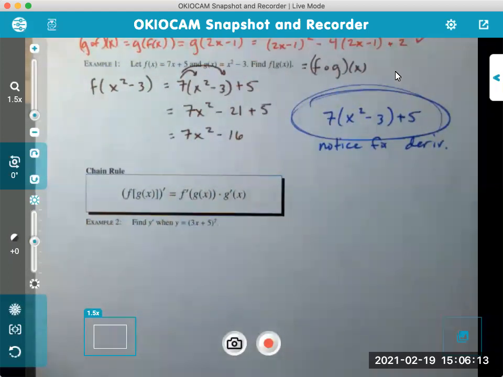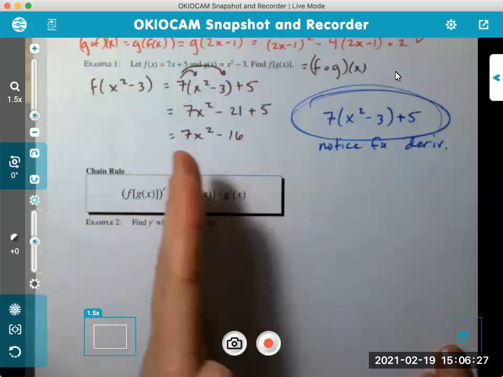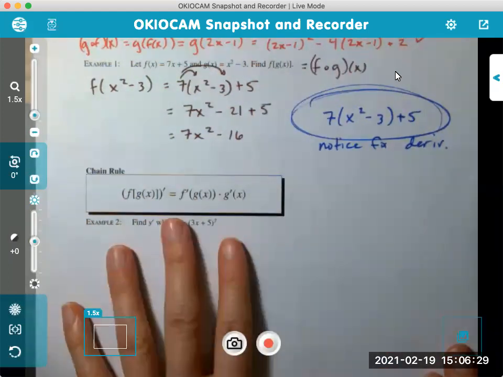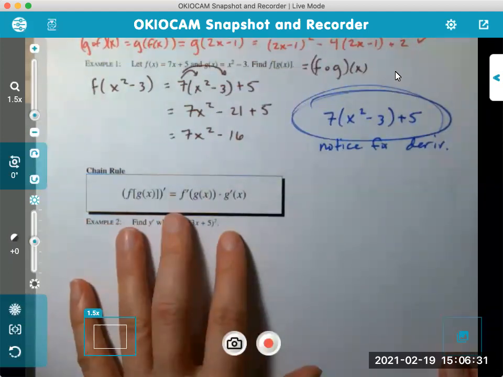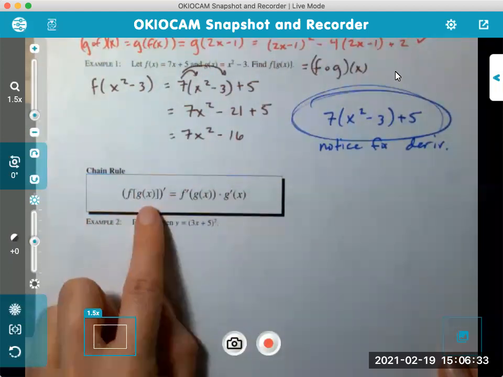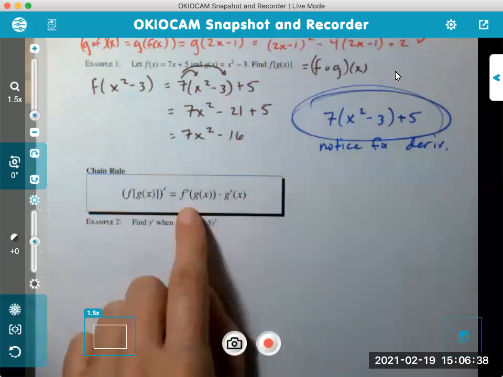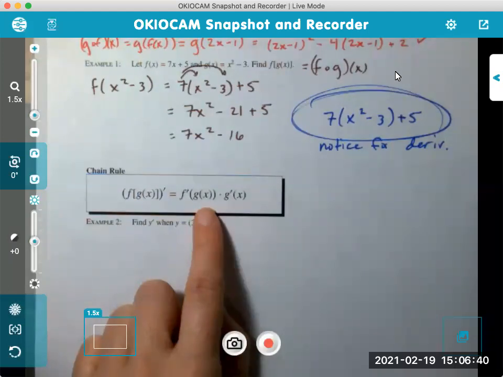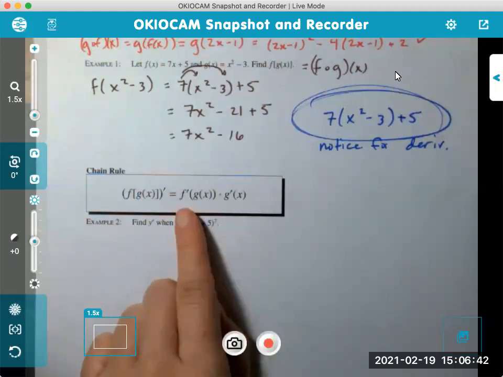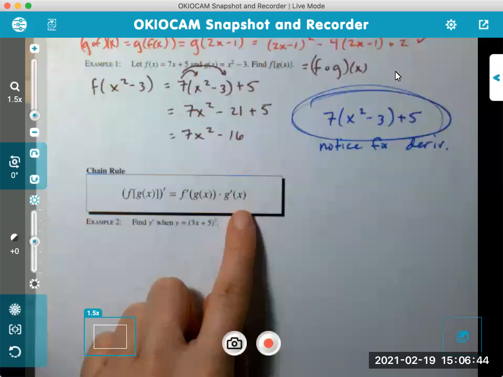So if we have this composition of functions, the derivative is the derivative of the outside function times the derivative of the inside function. So you're only taking one derivative at a time. So let me read this to you in math terms. The derivative of f of g of x is equal to f prime of g of x times g prime.